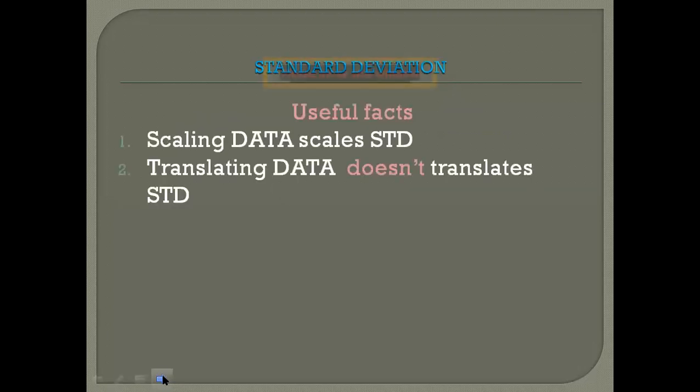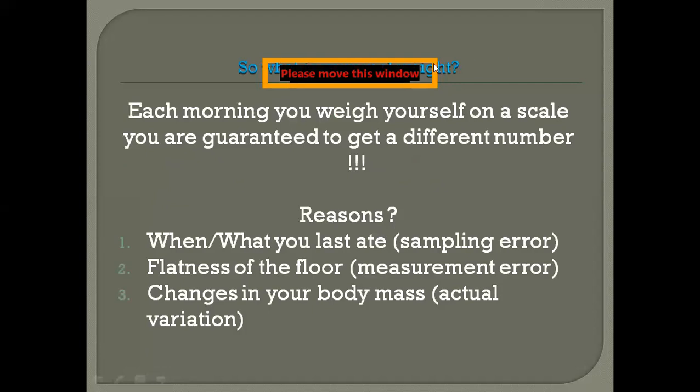Okay. So we have some useful tips about standard deviations again. If you scale the data, if you increase the data, the standard deviation will increase as well, right? And if you translate the data, now what do you mean by translate and what do you mean by scale? Scaling means you're multiplying with a constant, and translating means you're adding a constant, right? I hope you know what translating data and scaling data are, and we will do it in Excel. So let's move ahead.